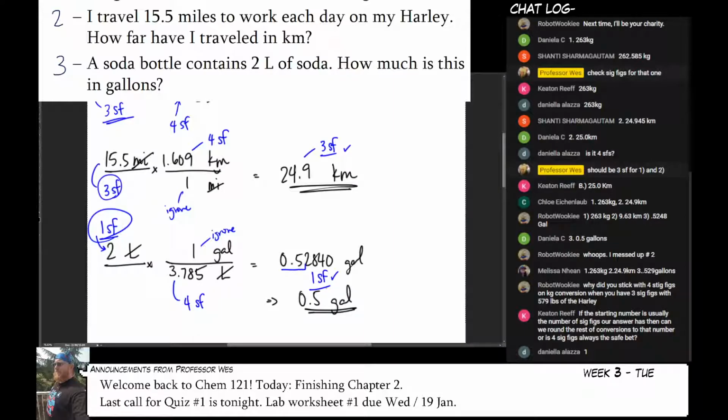Because, again, the smallest number of sig figs in the multiplication problem that you're doing dictates your answer. So, therefore, you want to use as many as is appropriate for a problem based on the information that is given to you. And so your starting number is always going to tell you most of the information.